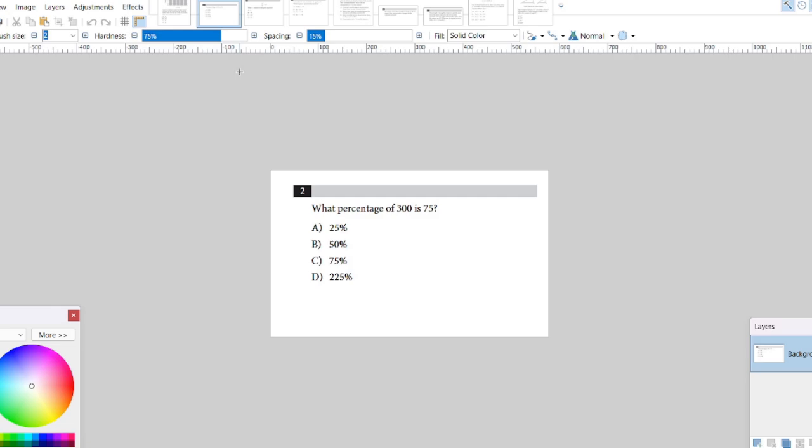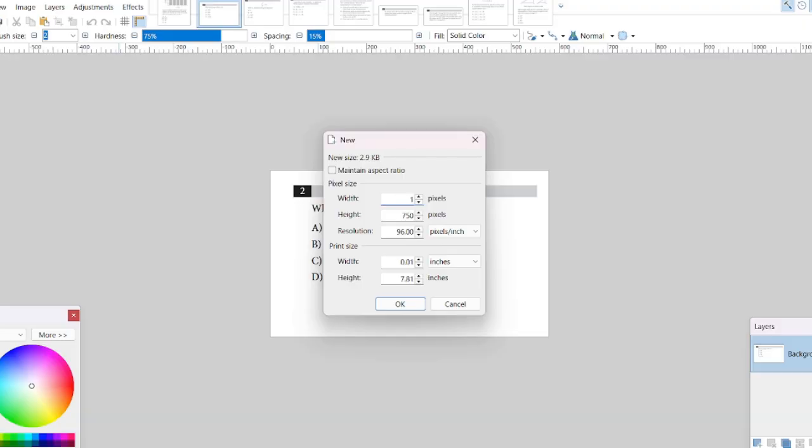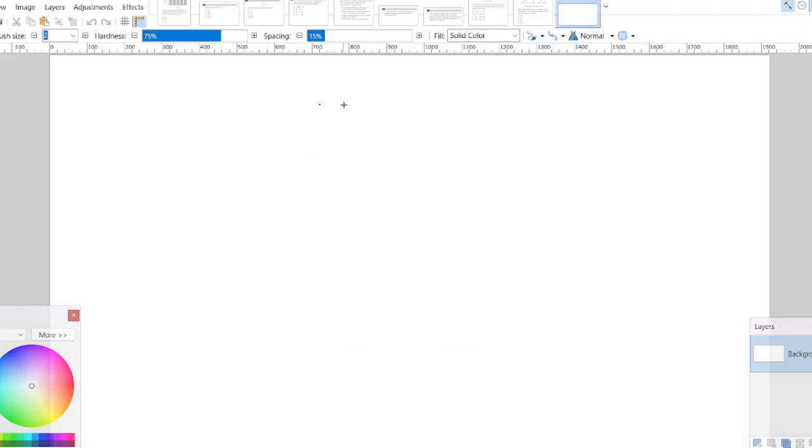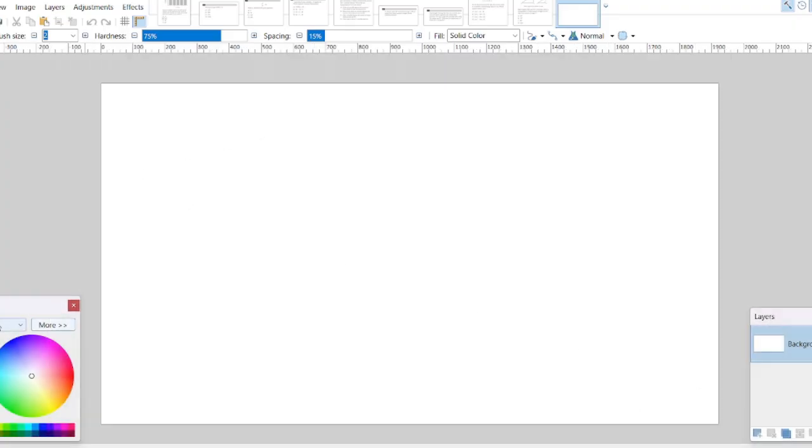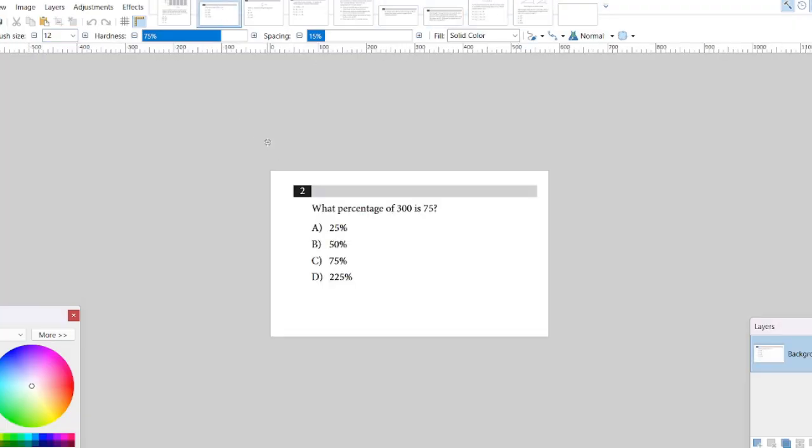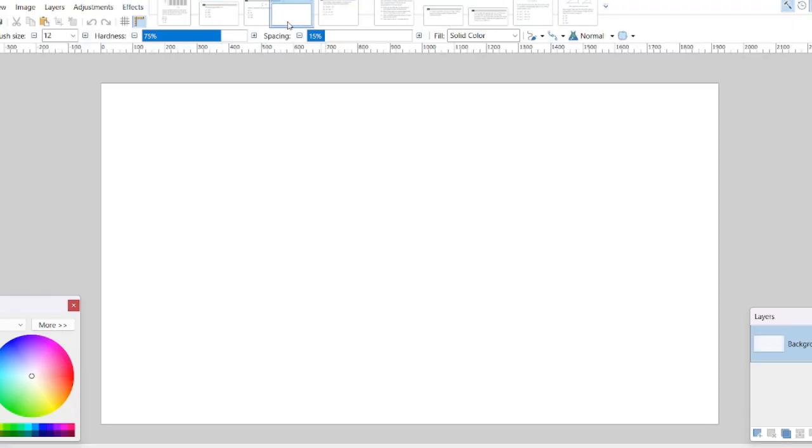All right, let's take a look at number 2. What percentage of 300 is 75? So I'm going to go ahead and make a space to write an answer here. There we go. Zoom out here a little bit. And let's adjust the pencil stroke. Okay. So, question says, what percentage of 300 is 75?